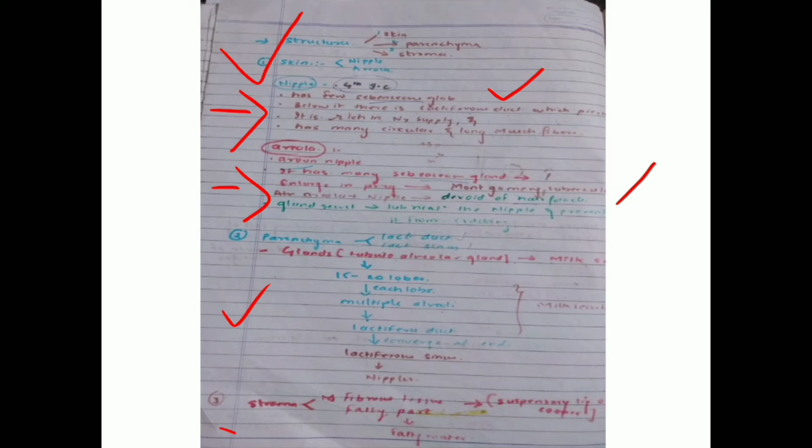Now third structure is stroma. The stroma consists of the fatty tissue and the fibrous material.